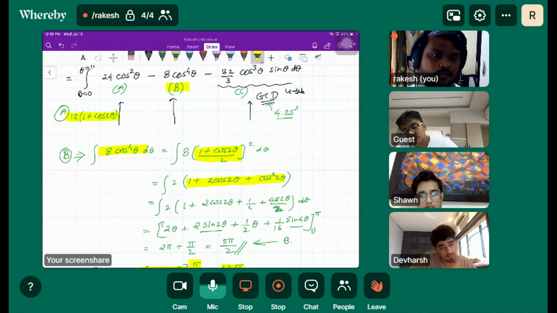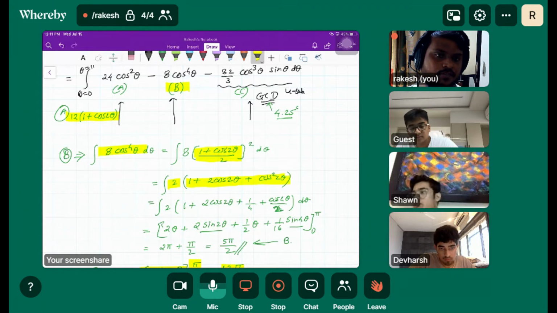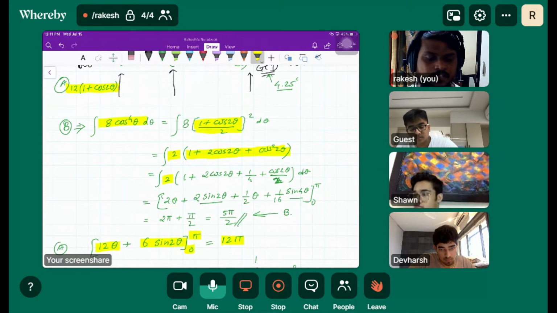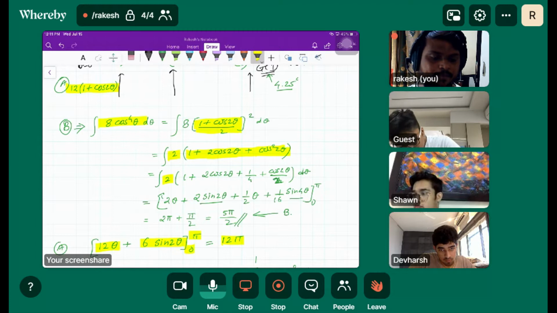I have taken 2 outside basically, which comes out as 2 square, so 8 by 4 is 2. That's how I got 2 here, right? And when we expand this, we'll get 1 plus 2 cos 2 theta plus cos square 2 theta, right? A plus B the whole square. Then the 2 is outside already. So we have to simplify this part.